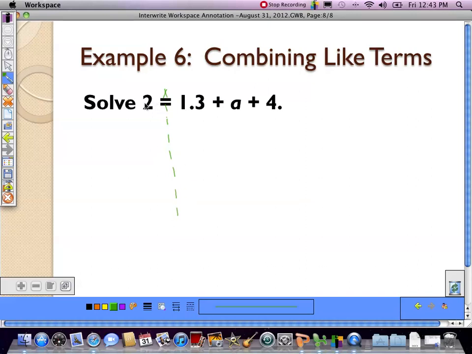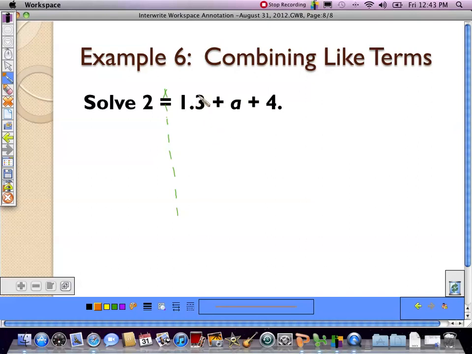Now, your eye should directly go to which side? Which side do you think you need to start on? If you said the right side, then you are correct. We're going to start over here on the right side and try to solve for A.